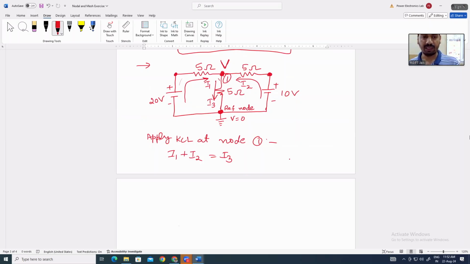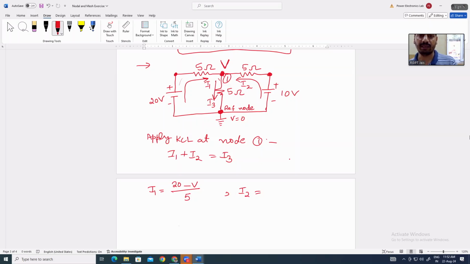अब I1 का वैल्यू, what will be the value of I1? I1 is equal to voltage difference divided by resistance. So voltage difference is 20 volt minus V, यहाँ पे V एज्यूम किया है, divided by 5. 20 minus V divided by 5, that is I1. What is I2?